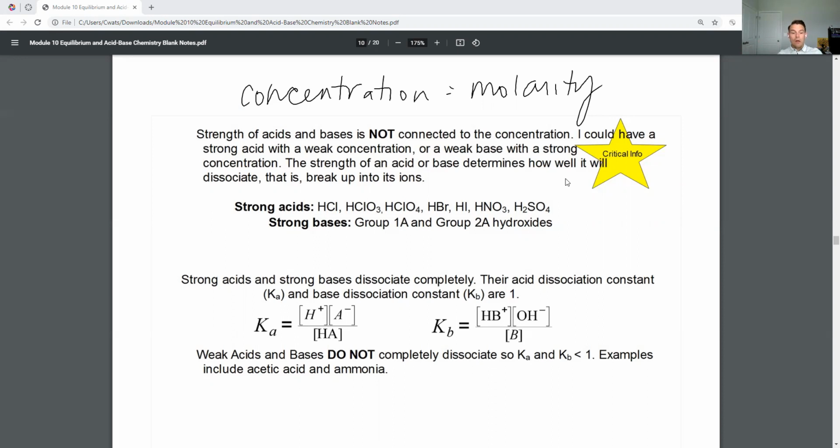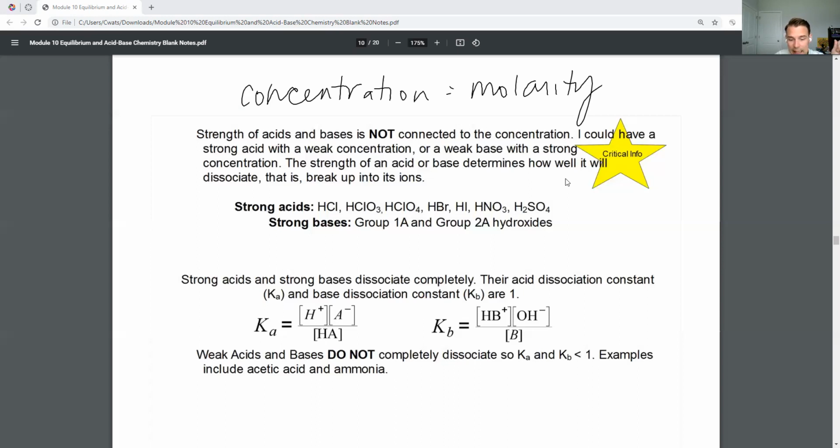Now, we saw our equilibrium constant expressions, our Keqs, when we talked about equilibrium. With acids and bases, depending on which one it is, they have an acid dissociation or a base dissociation constant. So strong acids and strong bases dissociate completely. Their acid dissociation constant and base dissociation constant are 1. Boom. Ka and Kb found the same way: concentration of products raised to their coefficients divided by concentration of reactants raised to their coefficients. So we've already seen this. Weak acids and weak bases do not dissociate completely. That's important.